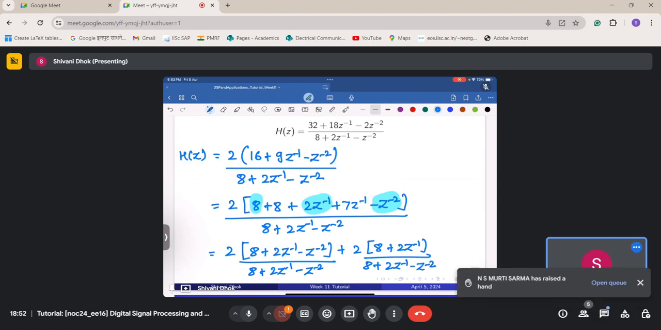Yes, sir. Madam, some correction is there, I think, here. 8 plus 7z inverse, at the second numerator. That only. Thank you.